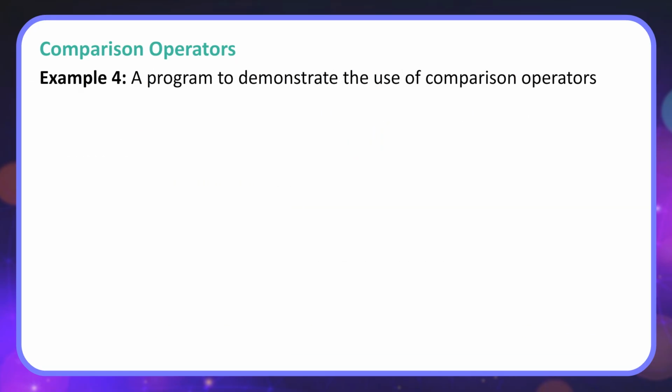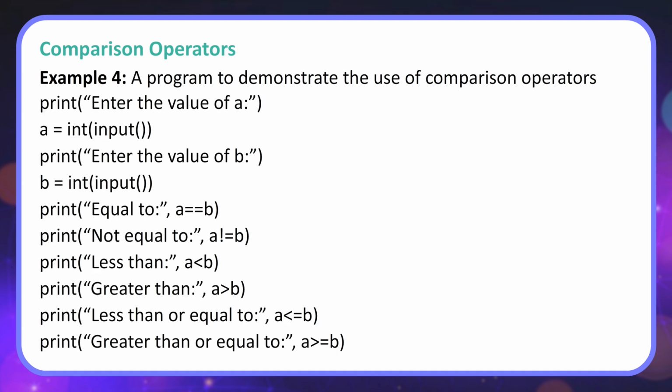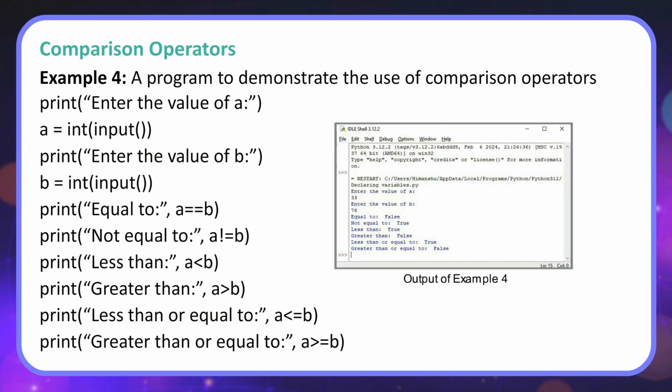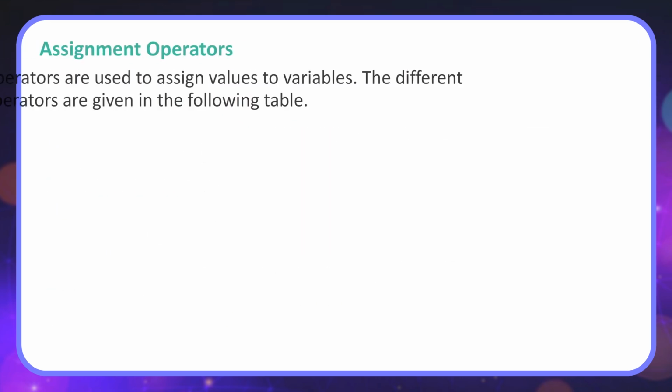Example 4. A program to demonstrate the use of comparison operators. Print enter the value of A equals the int input. Print enter the value of B equals the int input. Print equal to, A == B. Print not equal to, A != B. Print less than, A < B. Print greater than, A > B. Print less than or equal to, A <= B. Print greater than or equal to, A >= B. Output of example 4.